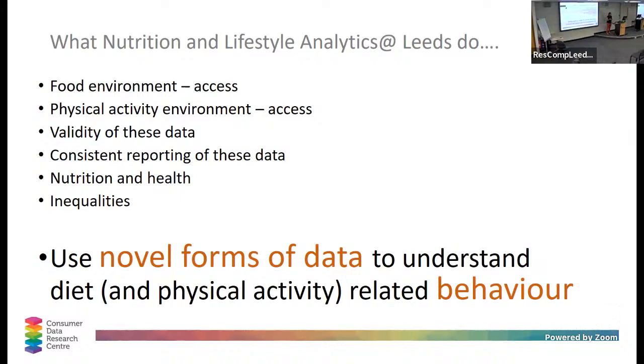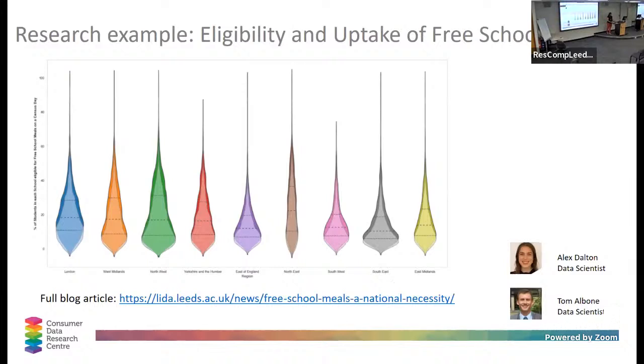We've done a lot of work on the validity of different data sources, especially newer data sources that haven't been used in this context before, and consistent reporting of these sorts of data, how they then impact on health outcomes, and thinking about inequalities. But the majority of the work now is using novel forms of data, like till receipts, like transaction data from supermarkets, to be able to better understand the diet-related behaviour.